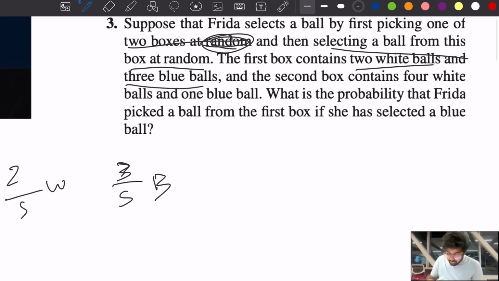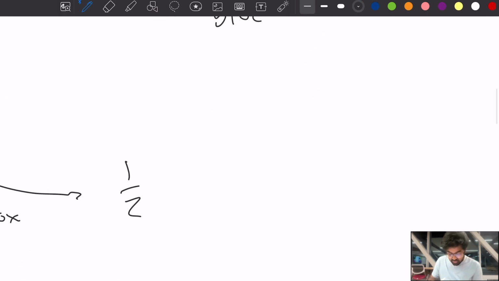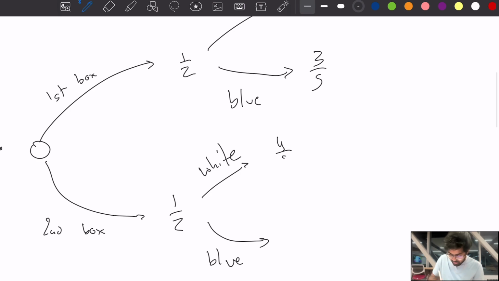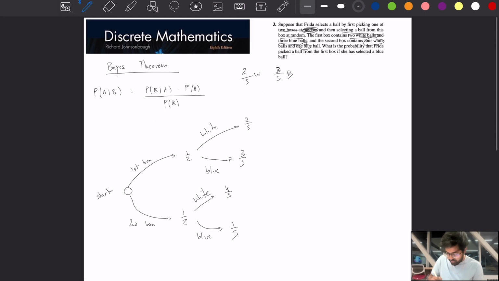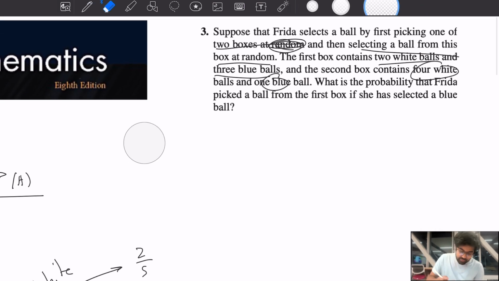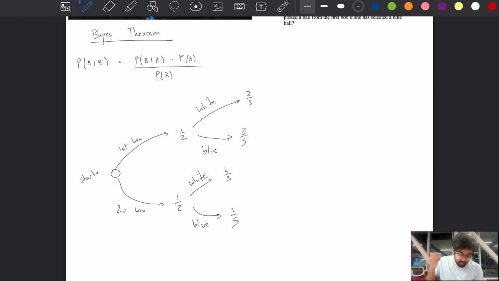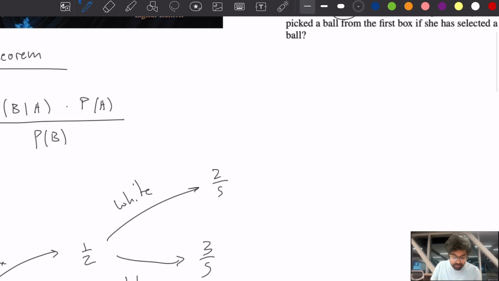The same thing is true for the second box, but in this case, the second box has 4 white balls and 1 blue ball. So let's draw that down here. White is 4/5 and blue is 1/5. That's it for setting up our decision tree, the tree that maps everything out. This is very important to understand and intuit, because it is going to do a lot of the heavy lifting that we have remaining.